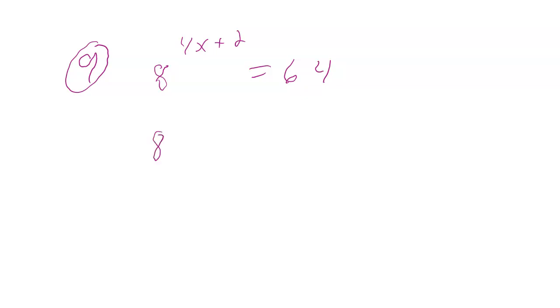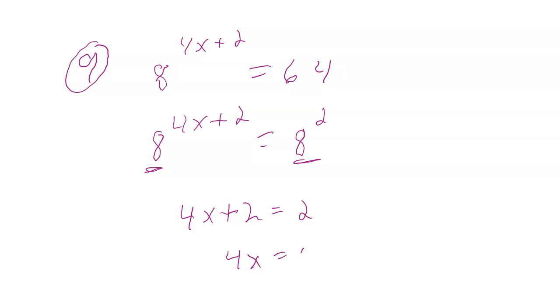All right, 9 says 8 to the 4x plus 2 is equal to 64. We're going to do the exact same thing. Get them into base 8. So we'll say 8 to the 4x plus 2, and this is equal to 8 squared. Once the bases are the same, then we can set the exponents equal to each other. So we get 4x plus 2 equals 2. The 2's cancel out, so you get 4x is equal to 0, x is equal to 0. Should we check? Yeah, it's an easy check. You get 8 squared is 64.